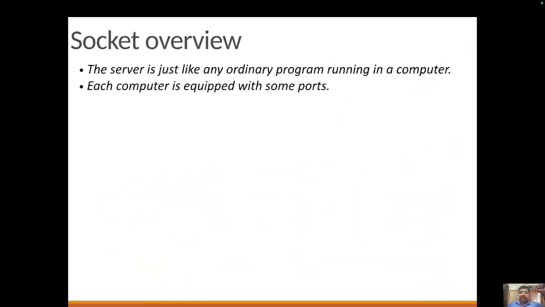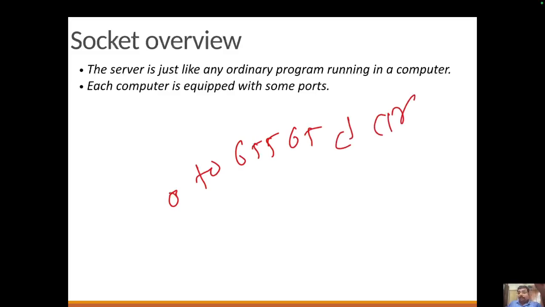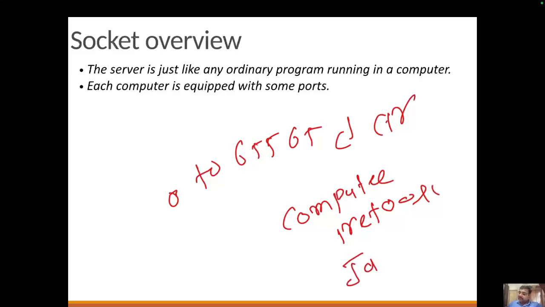After that, we will look at the socket overview. Each computer has ports starting from 0 to 65535. You already learned that in computer networks. Why repeat this? Because this is the fundamental of computer networks. So using computer network protocols, we are implementing this concept in Java. That is the basic purpose of this chapter.